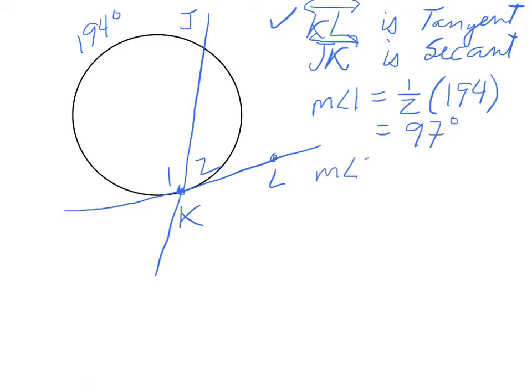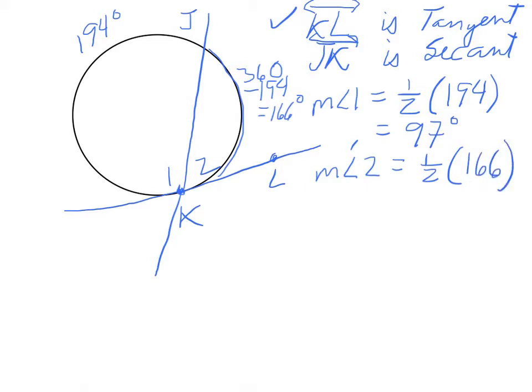Can you find the measure of angle 2? Why don't you give it a shot? So now I'm back, and for the measure of angle 2, first I need to find the measure of this arc. Well, what's that going to be? It's going to be 360 minus 194, which is equal to 166 degrees. And since the measure of the arc is 166, the measure of angle 2 is 1/2 of 166 degrees, which is 83 degrees. And so now we found the measures of both angles.